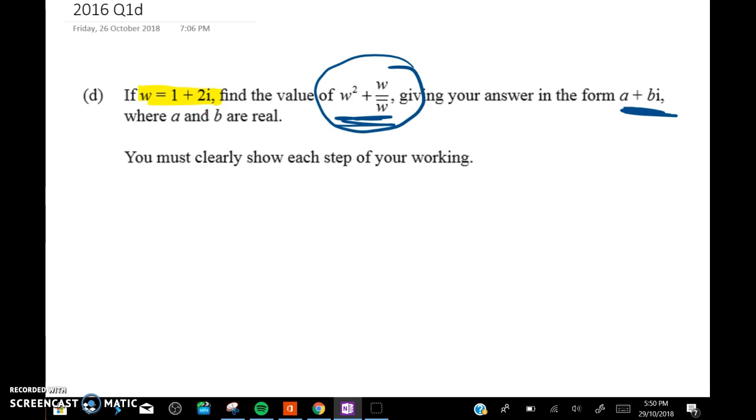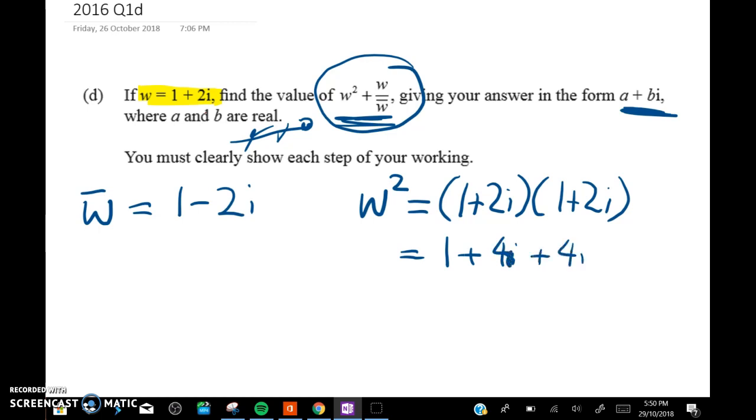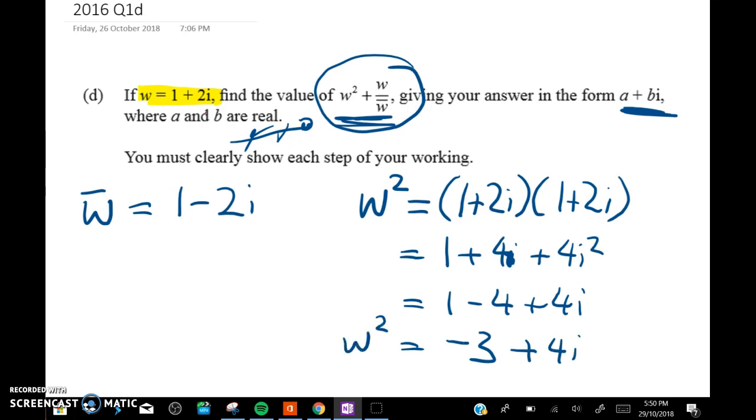I think the easiest way to do this is to start separately by working out the conjugate. Don't try and put it all in here first. The conjugate of w is 1 minus 2i, and now we're going to work out, also separately, w squared. So w squared is this, which works out to be 1 plus 4i, plus 4i squared, which is 1 minus 4 plus 4i. As usual, we're just grouping the real part and grouping the imaginary part. So that's the w squared bit done.